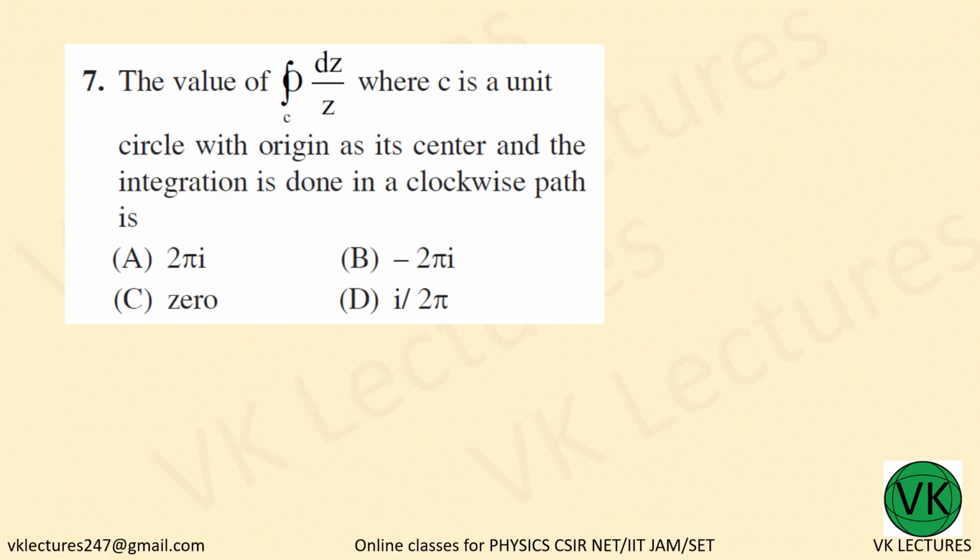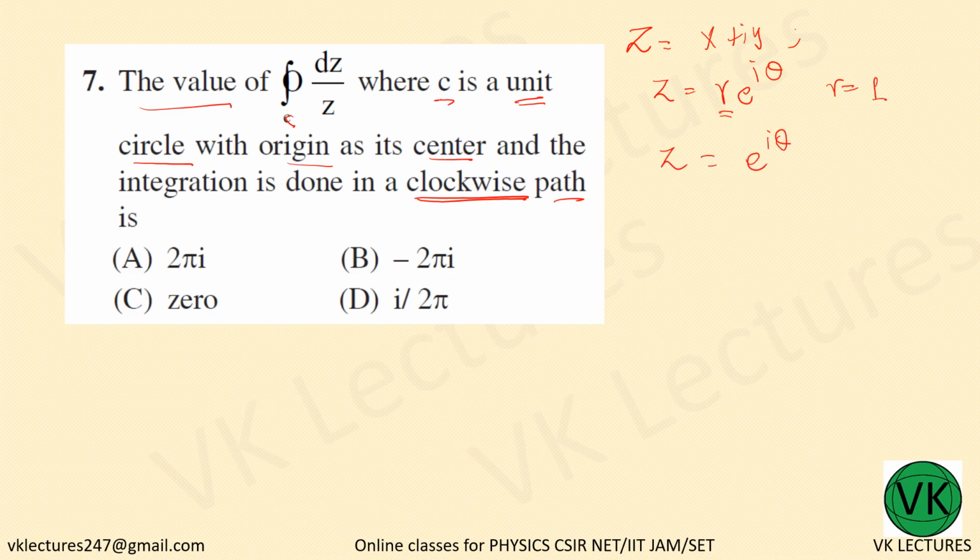Now the value of the closed integral over C, where C is a unit circle with origin as its center, and integration is done in the clockwise path. So these are the things you have to remember. This is clockwise. Now what is z? z is a complex number, x plus iy. So in polar coordinates we can write z is equal to r e power i theta. Now it is a unit circle, so the radius will be equal to 1. So z is nothing but e power i theta.